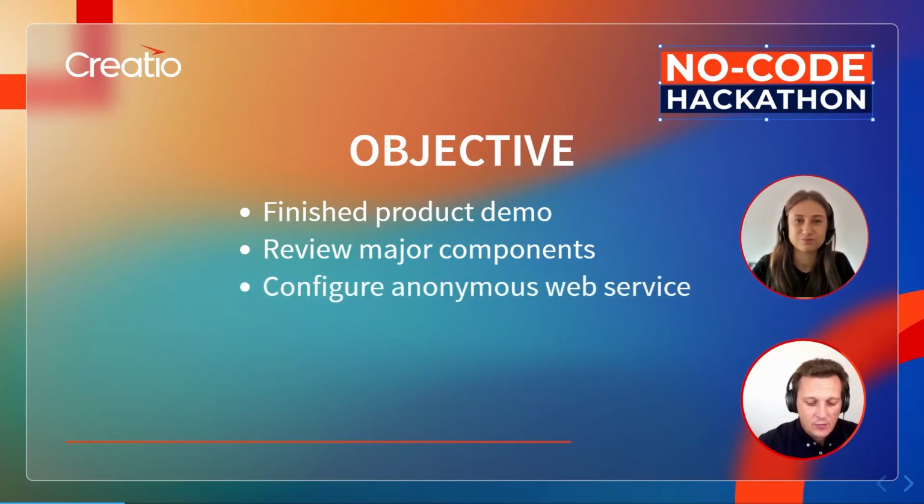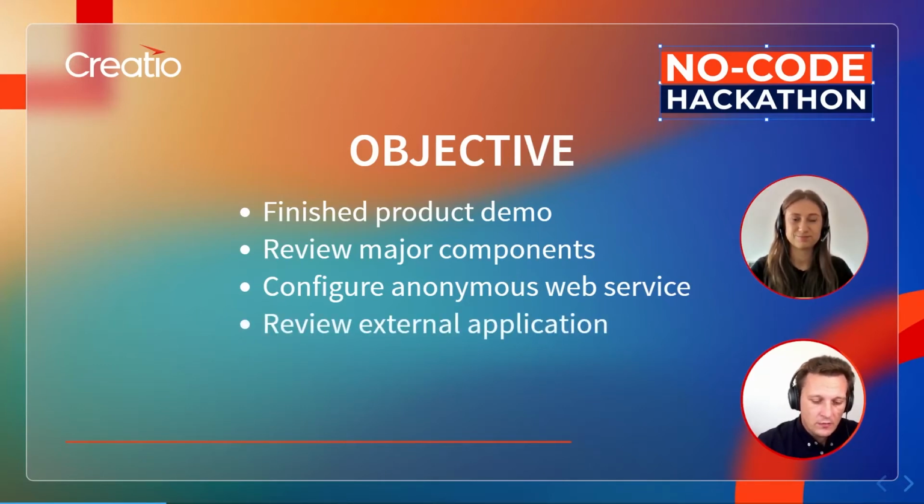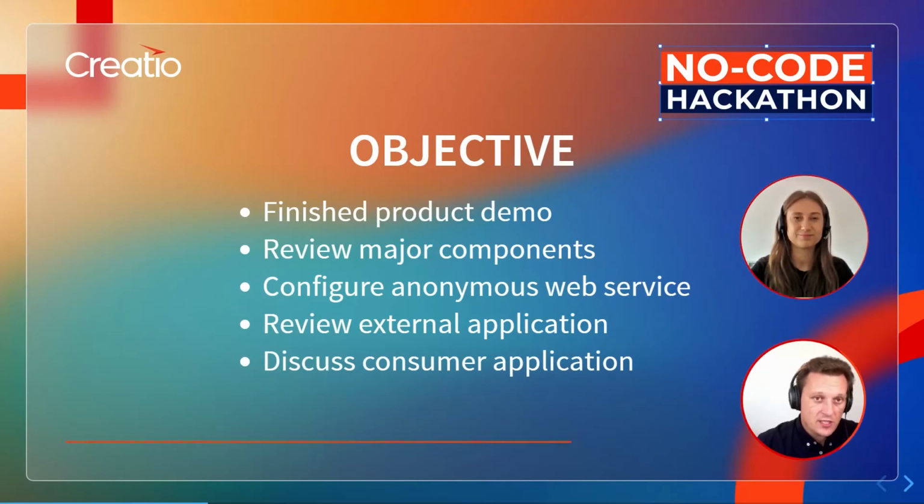Once we did that, as part of our build and discussion, we're going to be configuring anonymous services. You will shortly see this is the heart of our solution here. We will review some external applications, because that's also a major component of what we're going to build today. And we're going to discuss potential consumers of our package solution. And when I say package solution, I mean everything that we build here today or in all three parallel tracks that is available.